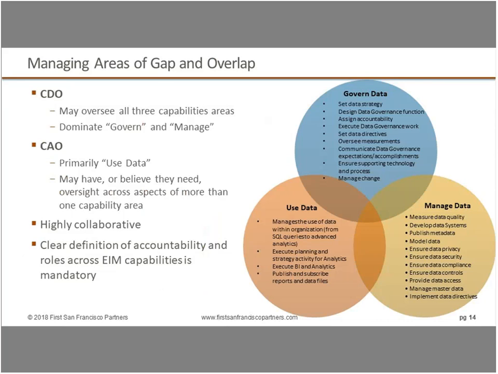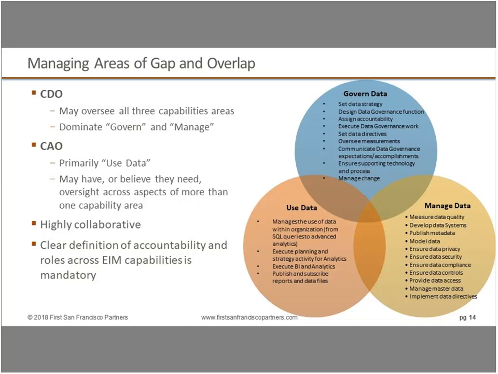CDO, CAO: basic capabilities under the governing of data, the managing of data, and the using of data. We just threw a simple model up here. When you govern it, you've got everything from your strategy through oversight and data directives, which are policies and principles, and doing what data governance does and managing the change around that. Managing your data is the data quality, the metadata, the data models, data controls, things like that.